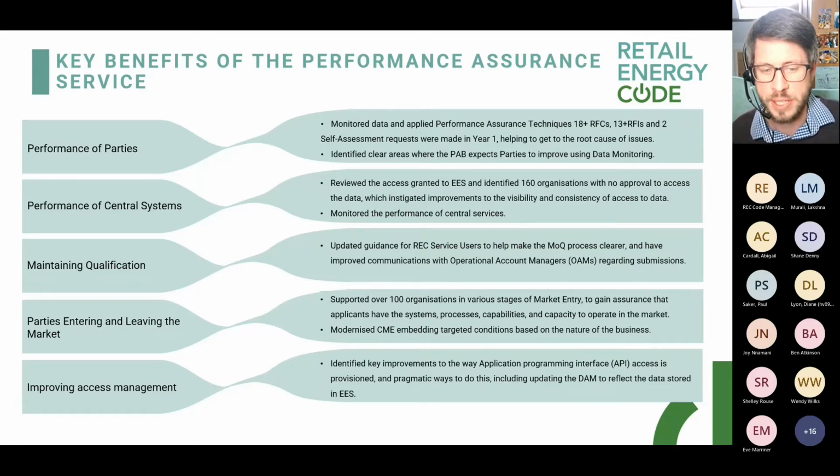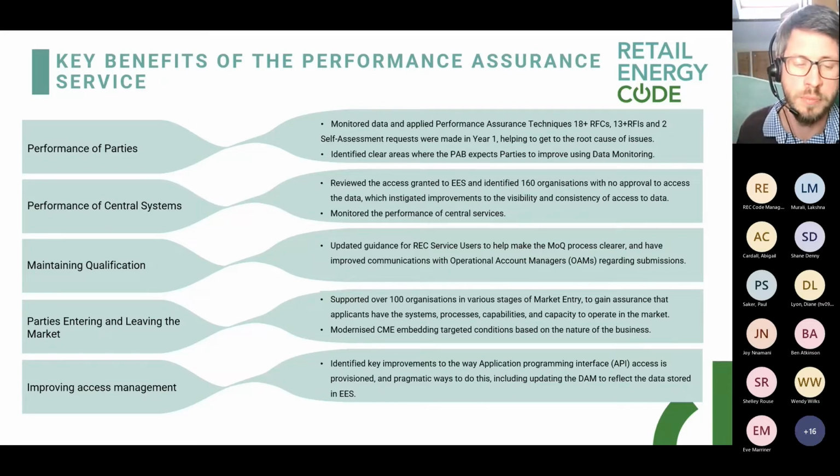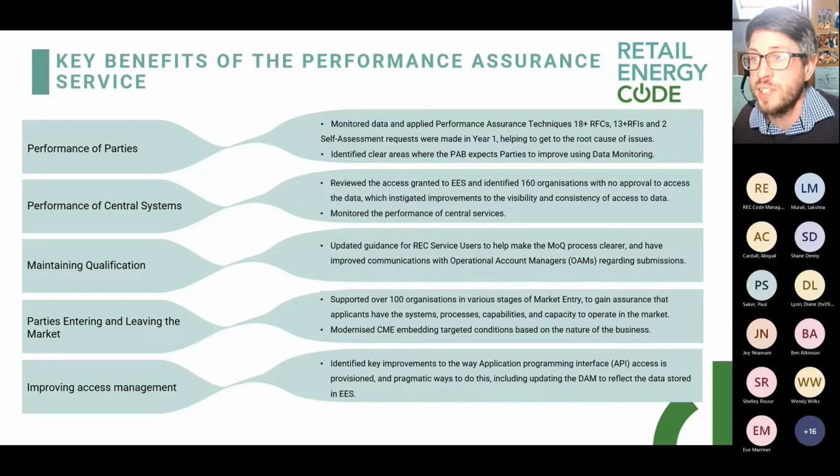I wanted to talk about some other areas as well. We look at the performance of central systems as much as we look at the performance of parties. And actually, this is a key area where we deliver value and benefits to parties to the code. We are looking at the performance of the individual services as expressed through their service definitions, the things that they should be delivering for you, but also in terms of the access and the way these systems are used.